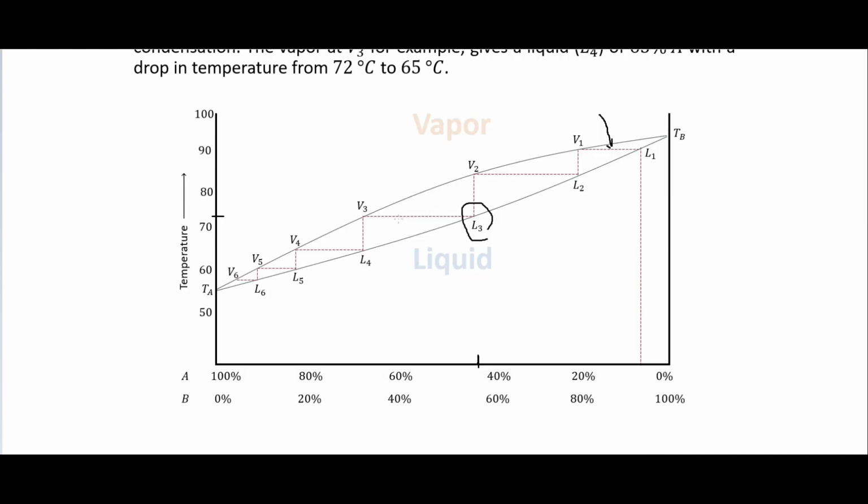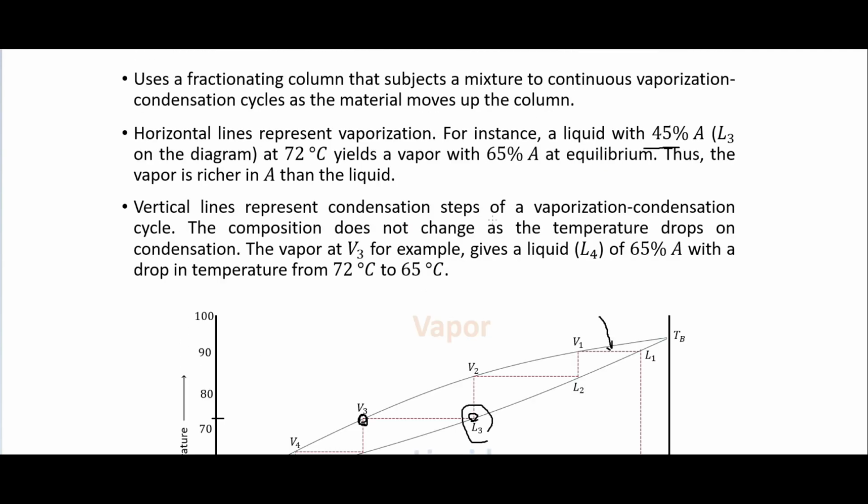And so the vapor would be this right here. So this is our liquid composition, and this is our vapor composition. And so we have more A in the vapor than we do in the liquid.